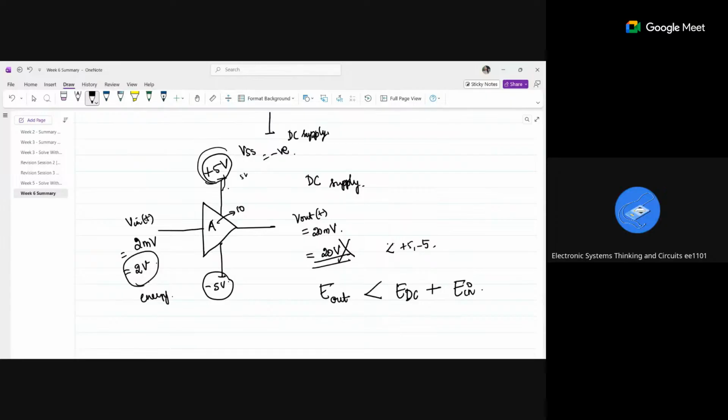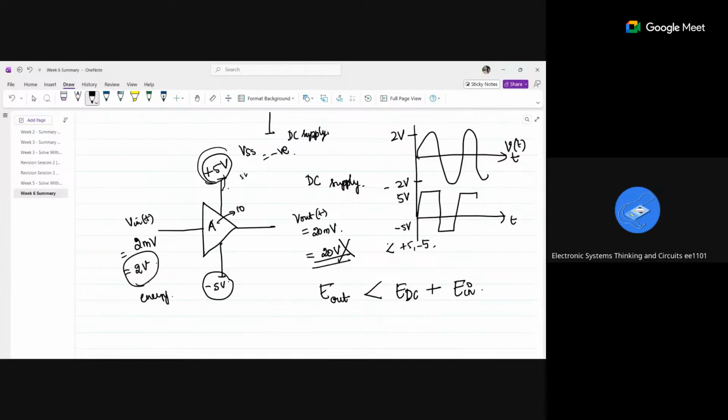If I am giving 2 volts, for example, this is my input signal I am giving. What happens to the output in this device is at 5 volts, the signal will be clipped like this, because it will not produce a voltage above that. So this clipping, we call it the clipping phenomenon.